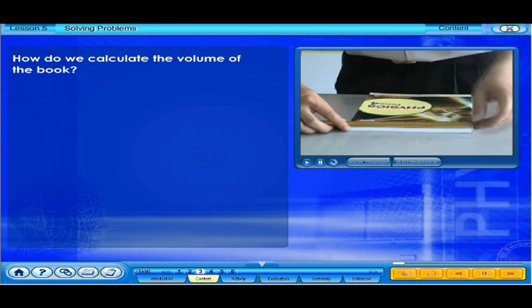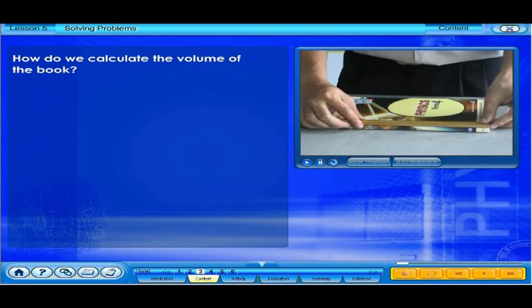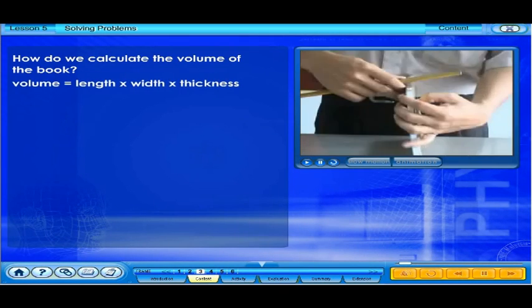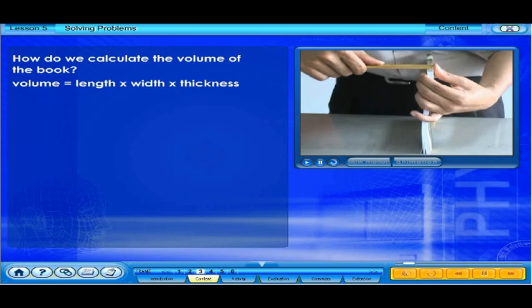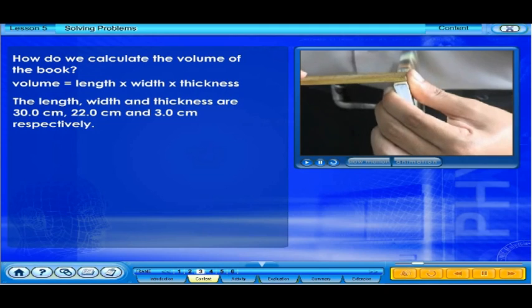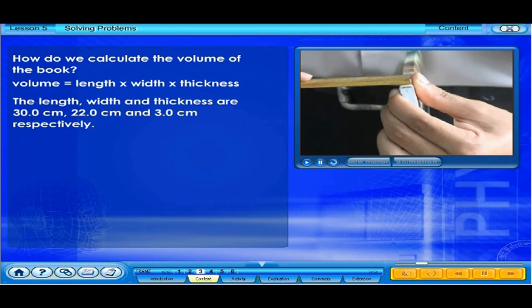How do we calculate the volume of the book? Volume equals length times width times thickness. The length, width and thickness are 30.0 centimeters, 22.0 centimeters and 3.0 centimeters respectively. What is the volume of the book? Volume is equal to 1,980 cubic centimeters.